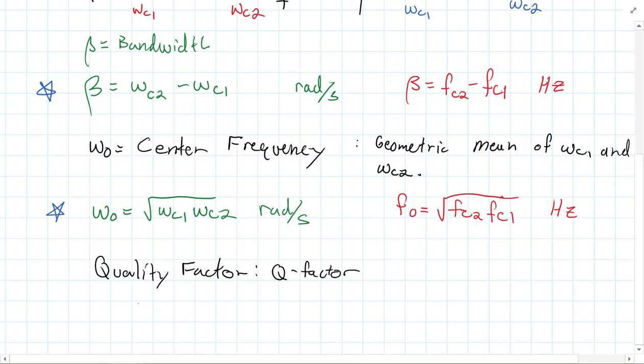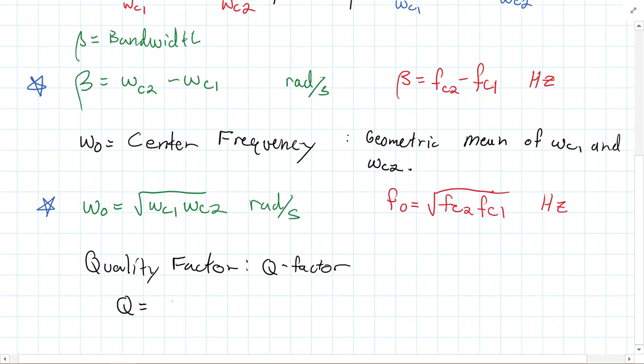So the Q factor is the ratio of the center frequency to the bandwidth. So omega 0 over beta, which again, if you had these in hertz, this would just be f0 over beta, but I'm going to emphasize this is in rads per second and this is in hertz. You have to make sure your units line up to do these things.